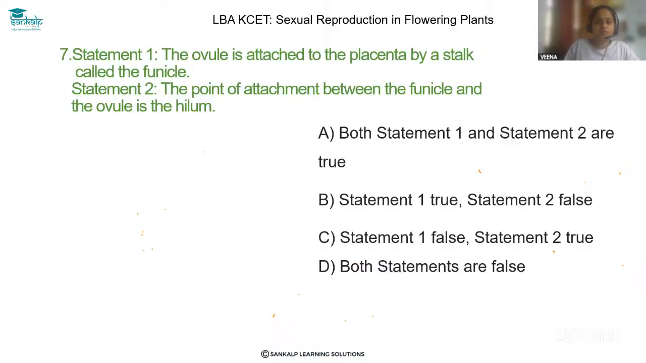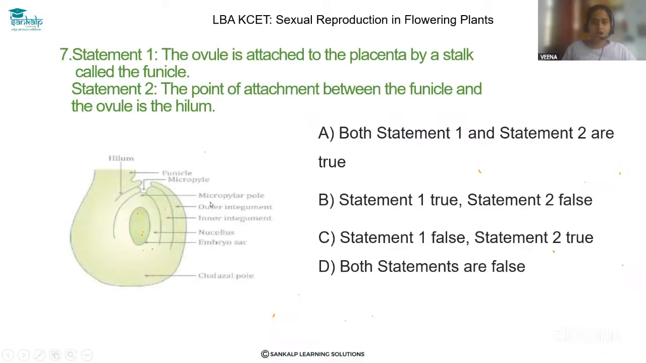Let's solve question 7. Statement 1: The ovule is attached to the placenta by a stalk called funicle. Statement 2: The point of attachment between the funicle and the ovule is the hilum. Dear children, just observe the structure here and compare these sentences to this structure.